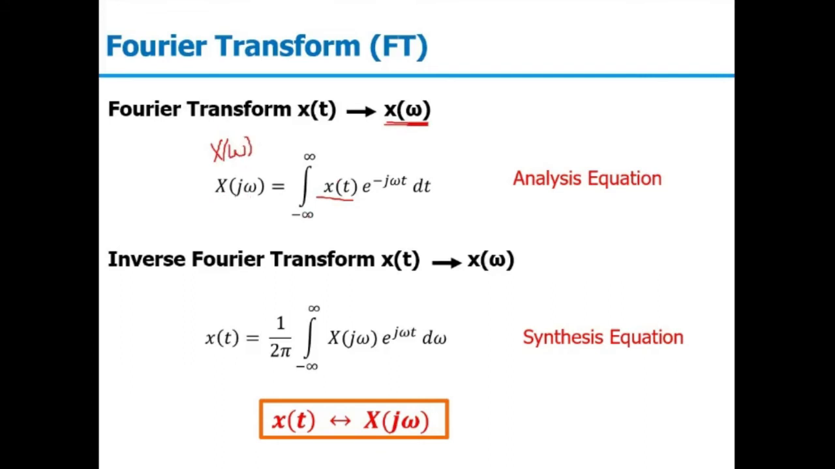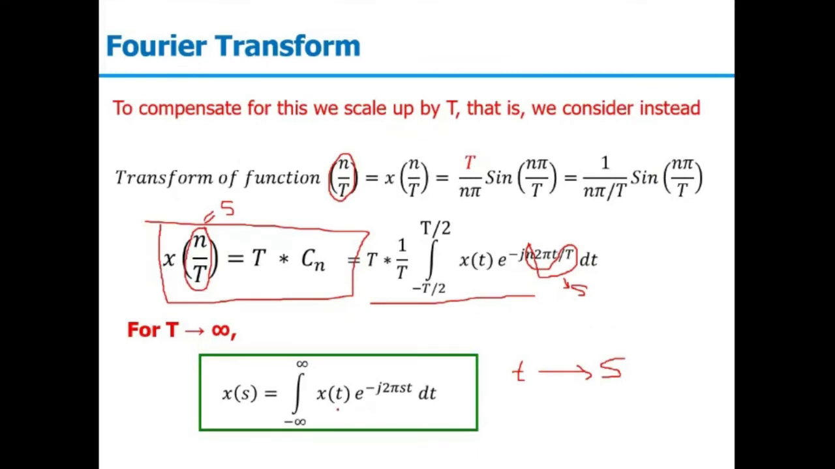So it will be integration minus infinite to infinite x(t) e to the power minus j omega t dt. Just like the previous equation where we were converting from time domain to s domain, considering x(t) e to the power minus j 2 pi s t.